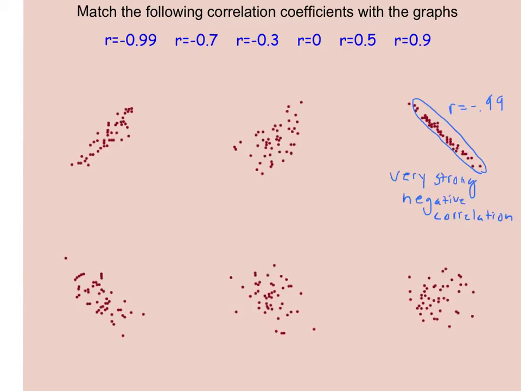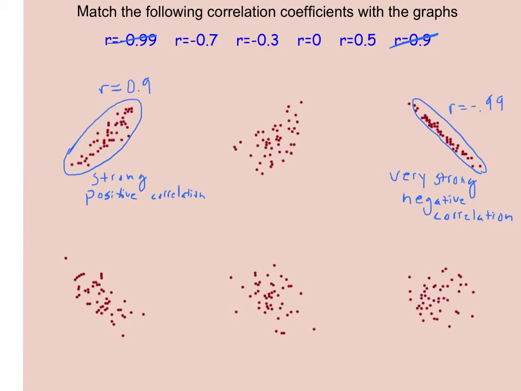Okay, looking for some other cases. We have one up here that's the most positive. So I'm looking for something that trends upwards and is fairly narrow and tight, but not as tight as this one. So let's see here, that one's trending down, this one up here is definitely trending up and it's fairly tight. So I'll call that one a strong positive correlation. If you say very strong, no one's going to bat an eye. So we've eliminated those two.